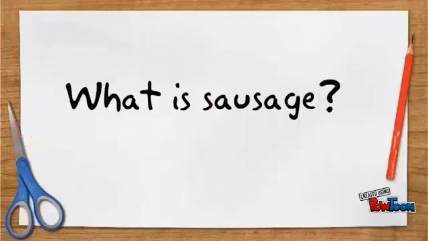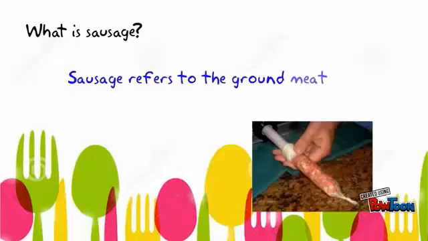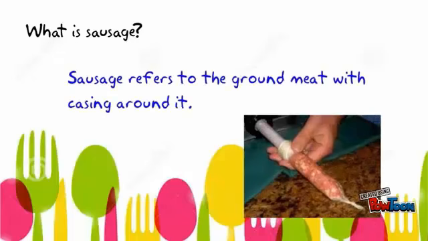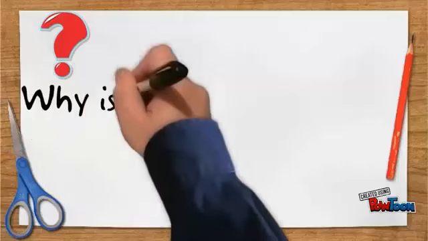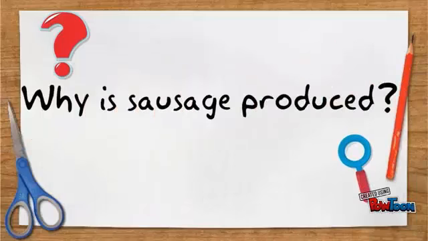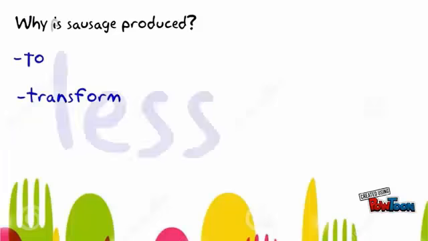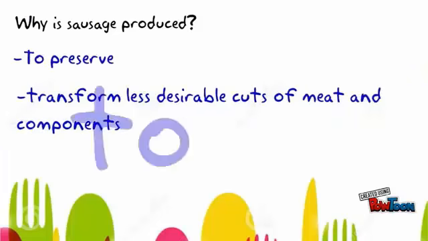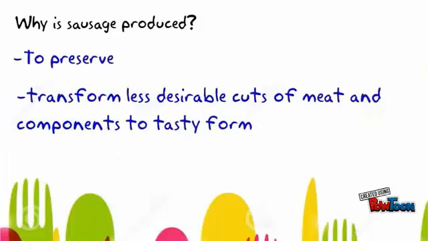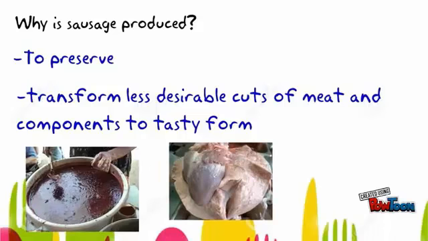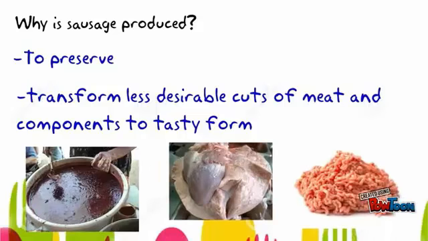What is sausage? It is the ground meat with casing around it. Any reason behind the production of sausages? First is to preserve the meat. Also, it is capable of transforming the less desirable cuts of meat into a tasty food product.